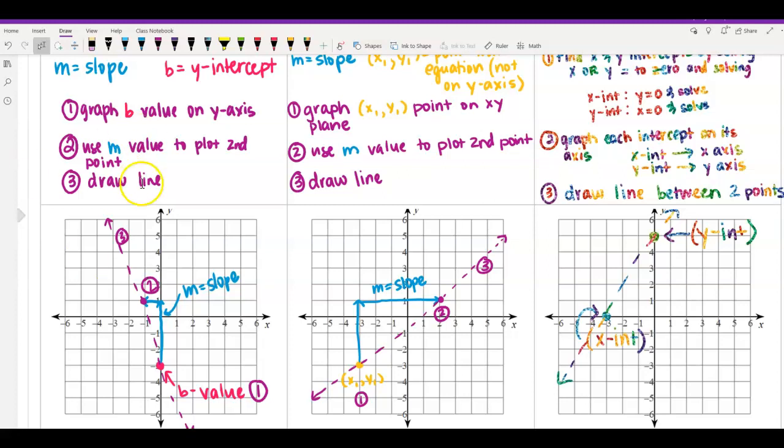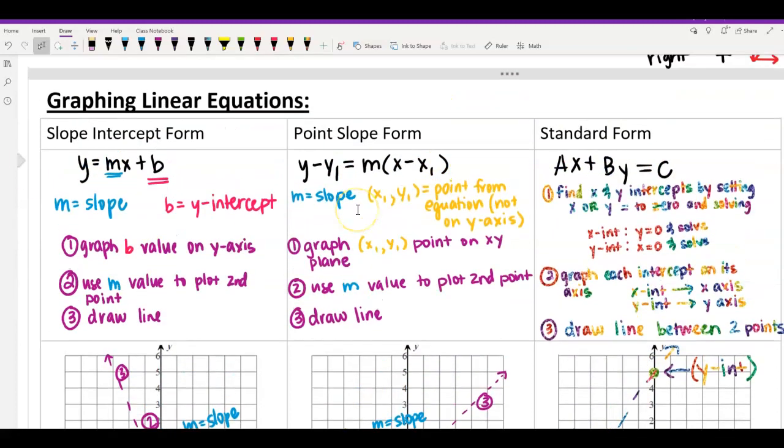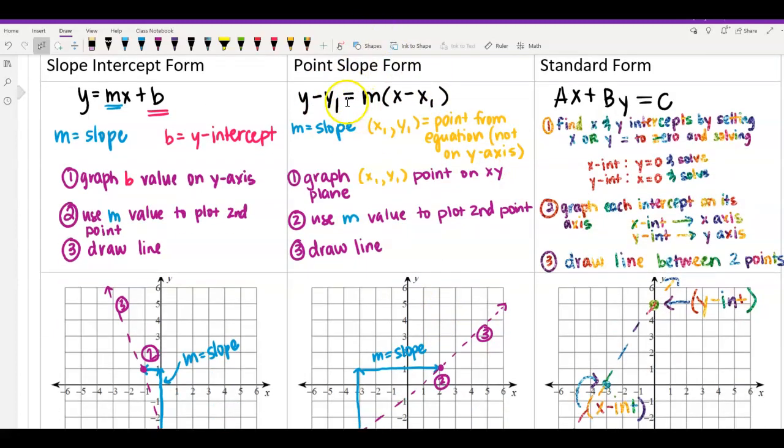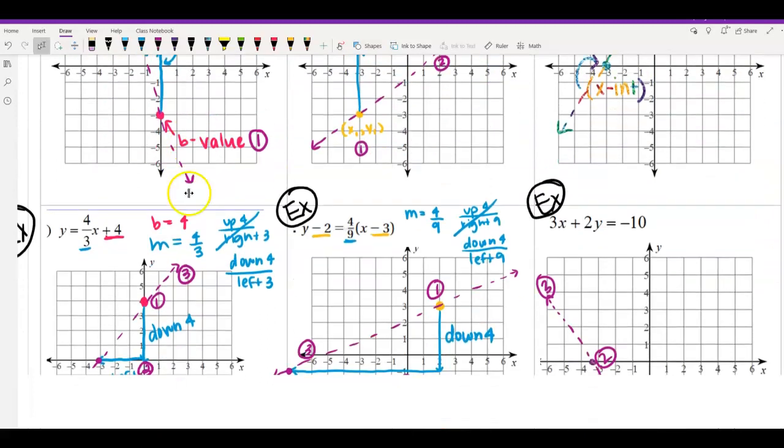With our point-slope form, you're going to do pretty much the exact same thing, except you're going to start on a random point that is not on the y-axis. So whatever point is in the equation in the x1, y1 spots will be the point that you graph. And then from there, you're going to use your slope to go up and right, up and left, down and left, whatever slope you have, and that will give you your second point, and then you're going to draw a line. So let's take a look at two equations for that.